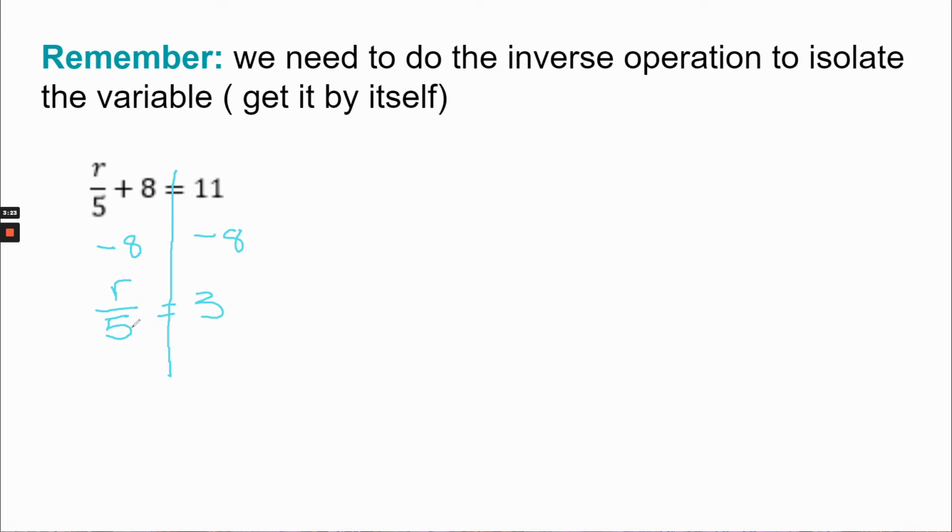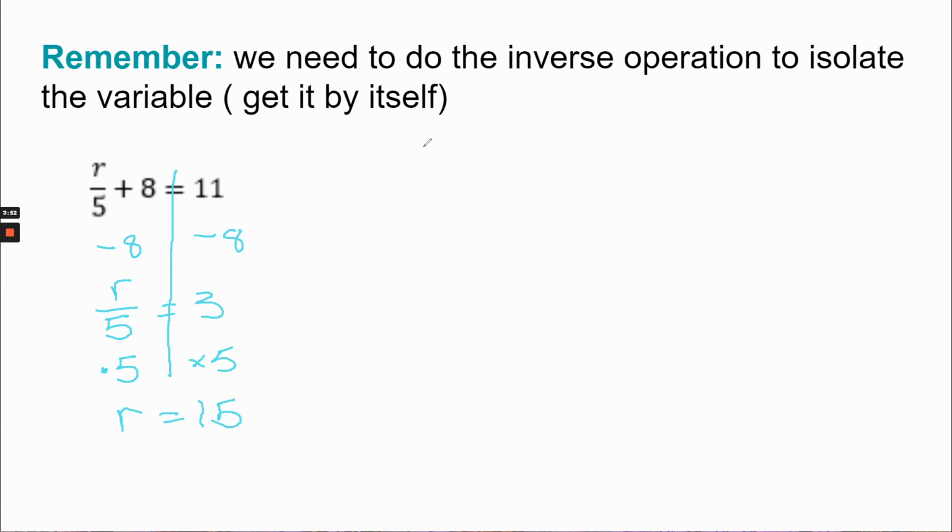R over 5. We need to figure out, what does that mean? Well, a fraction is representing division. So to undo that, we need to multiply by 5. You can put a dot or you can put times 5. Either way is fine. And we would get r equals 15. Because 3 times 5 is 15.